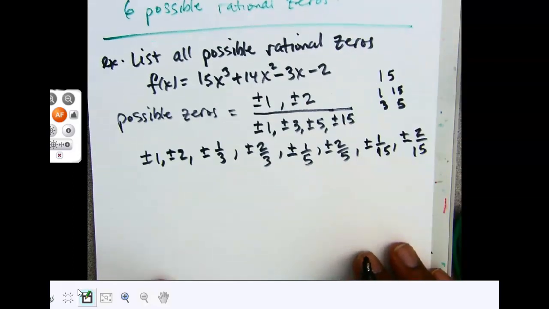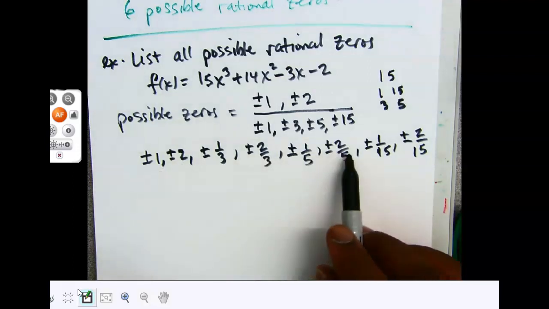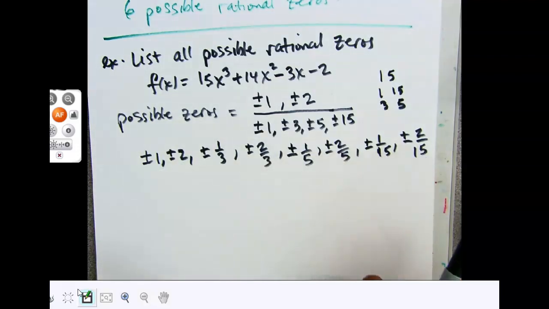So out of all of the possible zeros here, you have 2, 4, 6, 8, 10, 12, 14. You have 16 possible rational zeros. Now, those are only possible zeros. So you have 16. So how do we know, if we're going to use synthetic division, which one to try?